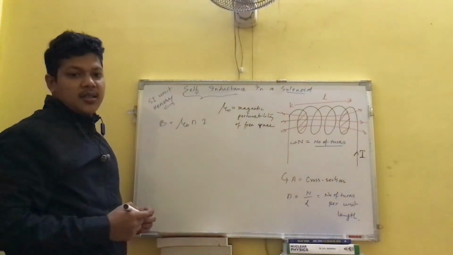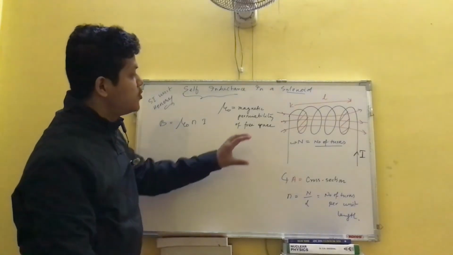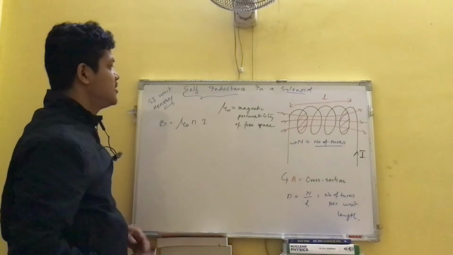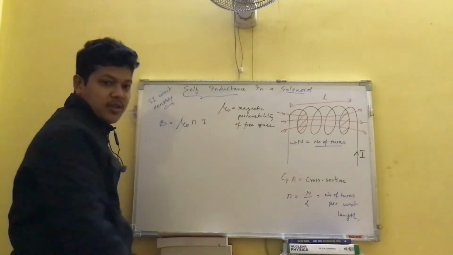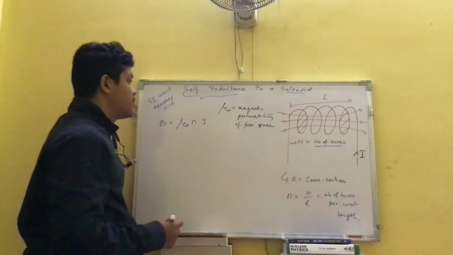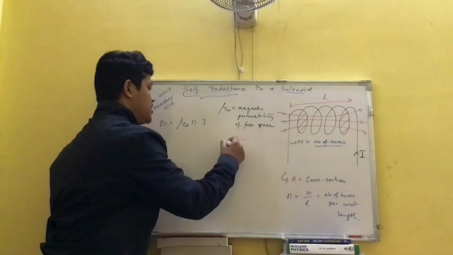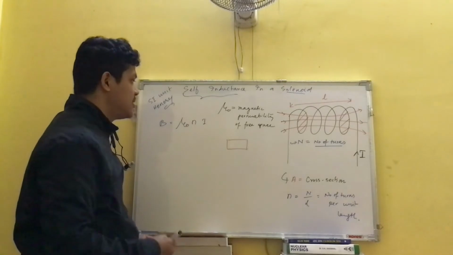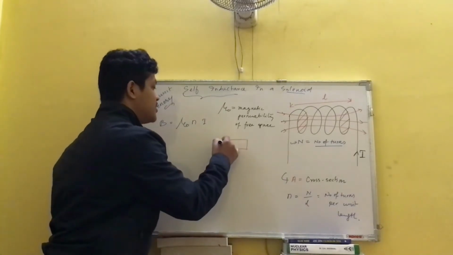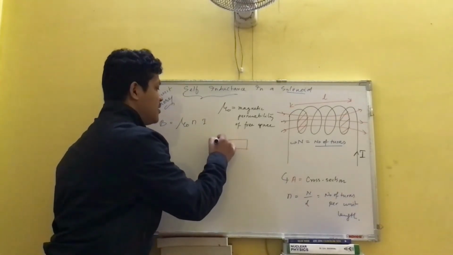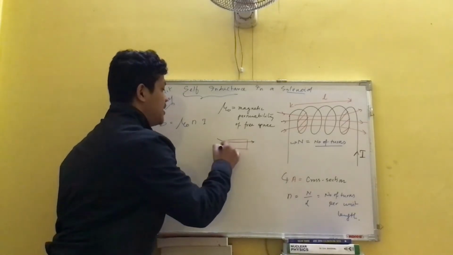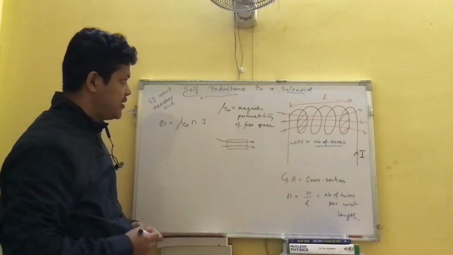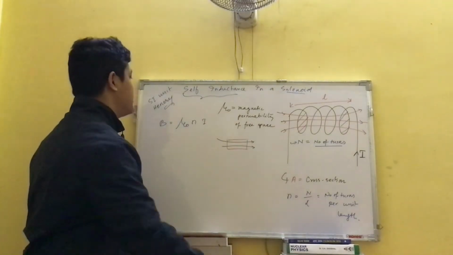That means as we are not putting any material, we have considered air, so we are writing here mu naught. So let me tell you what is magnetic permeability. Suppose this is a material, and magnetic permeability of the material is the ability to permit the passage of magnetic field lines of force through it. That is what magnetic permeability is. Hope you have understood this.